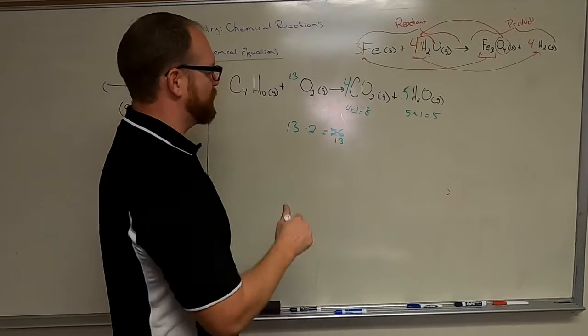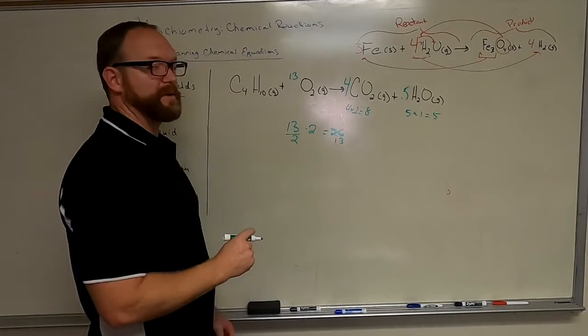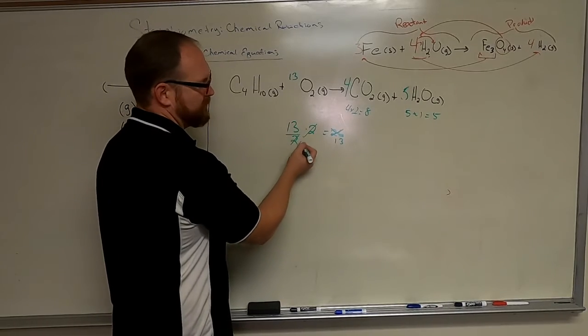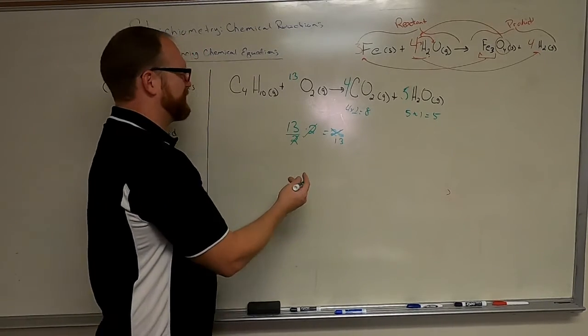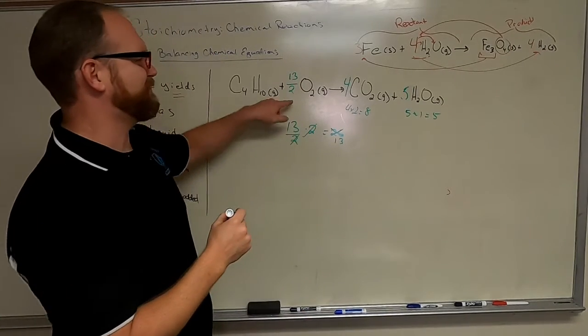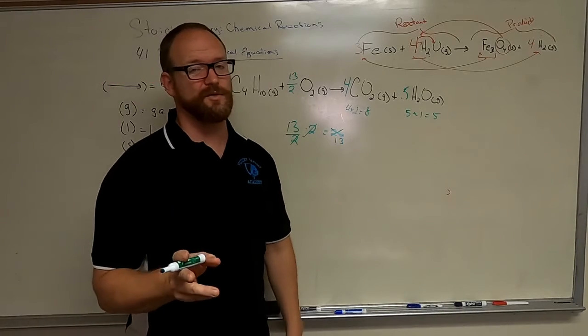So here's what I have to do. I need to multiply by 13 over 2. And of course, from our basic algebra, we understand that the 2's will cancel. Okay? And you say, what do you mean I need to multiply by 13 over 2? I can't have a fraction in front of this. That's not going to work. And you're right, that's not going to work.